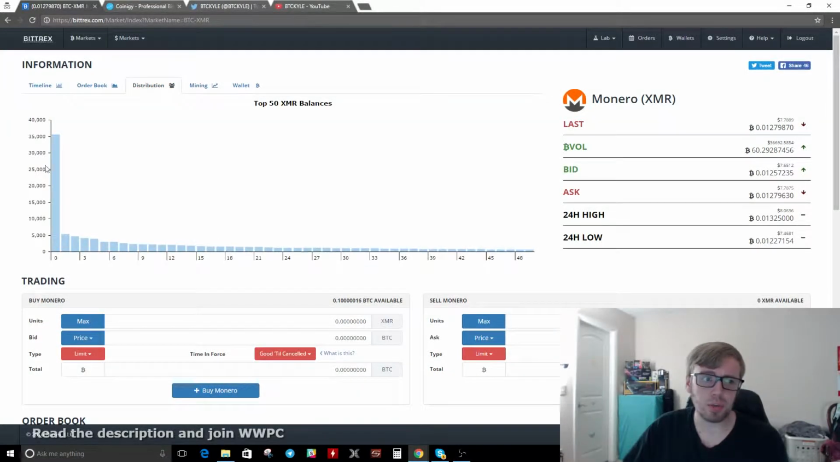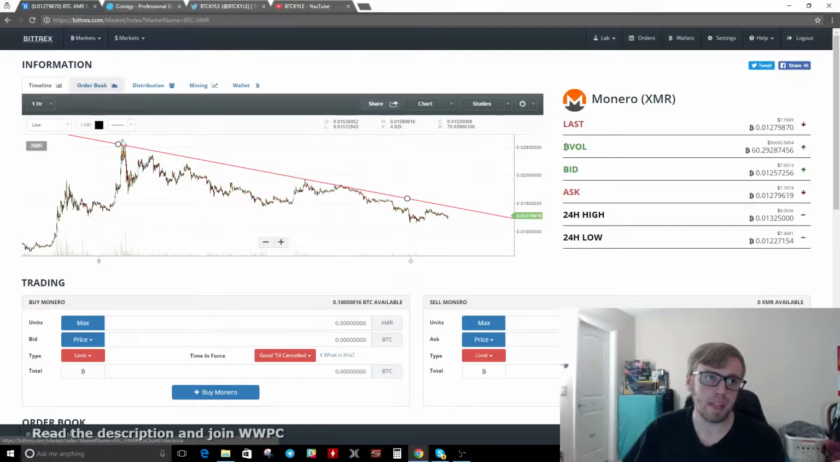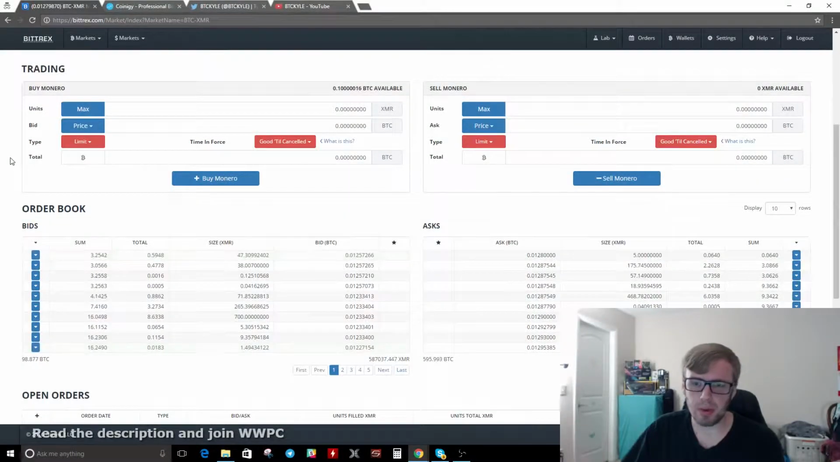Quickly going over here, distribution. This is how many people have this amount of Monero on the exchange at a given time. So this person in particular has 35,000 Monero on the exchange. It's pretty much like the wallet, whoever has the most. And then number one, they have 5,300 Monero, and it goes down. But it gives you an idea of how many people are actually holding the asset on the exchange. And not all exchanges have that, because you can manipulate the prices a little bit if you know what you're doing. But that's something for later to talk about.